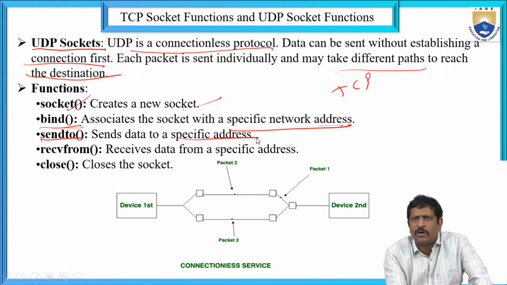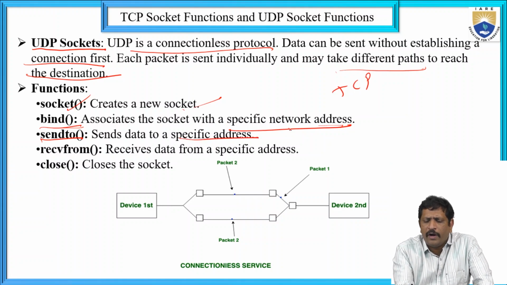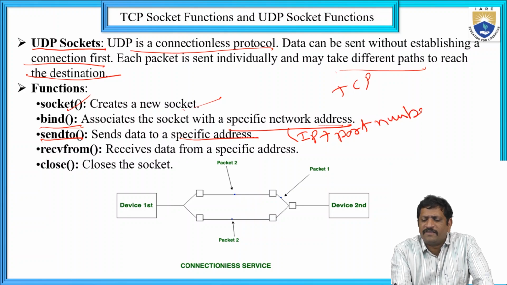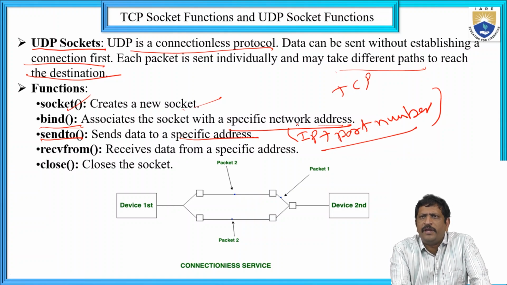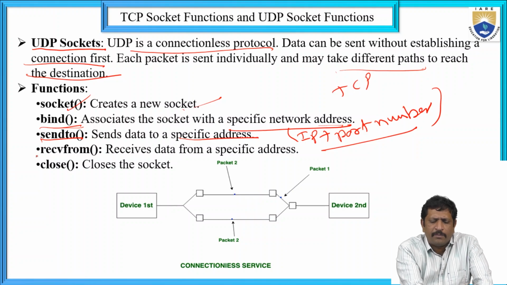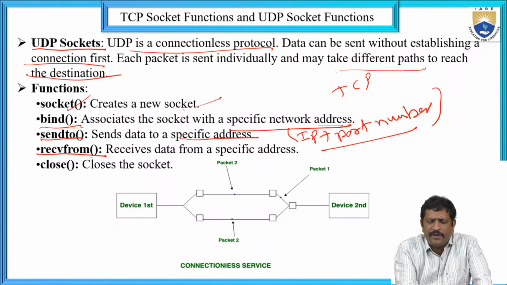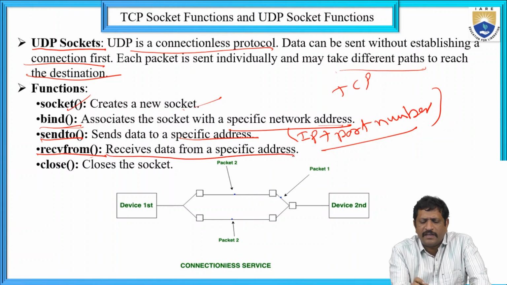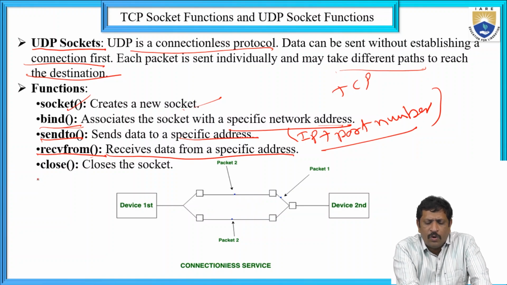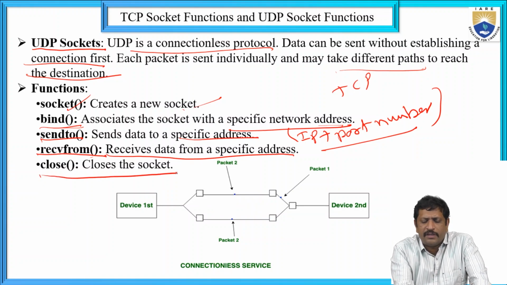The specific address contains both the IP address and the port number of the particular device. Based on the IP address and the port number, we can send the data. Then recvfrom receives the data from a specific address. Close means it closes the socket.